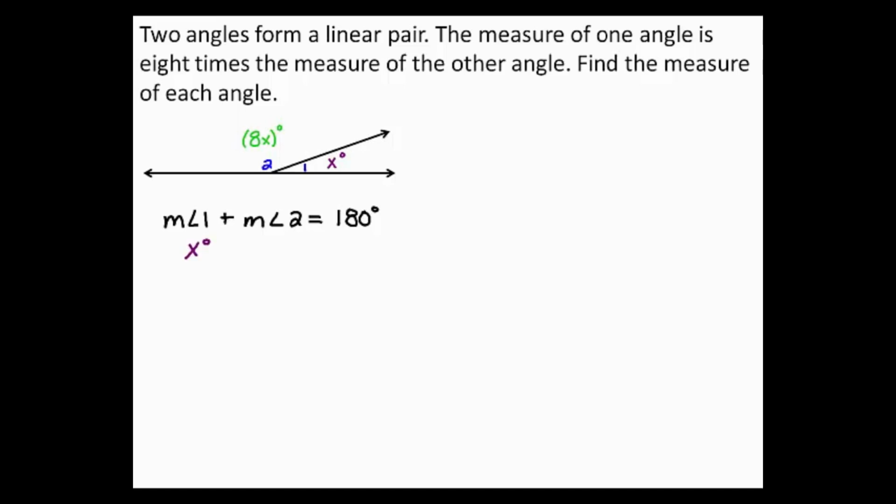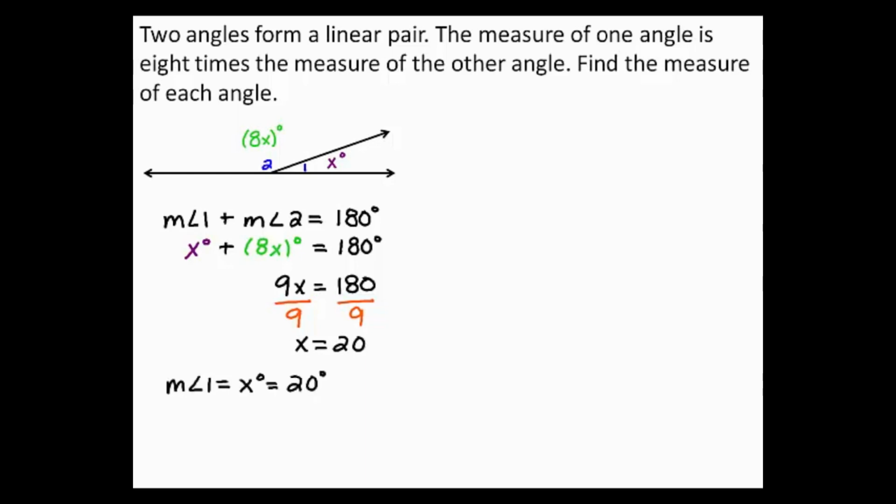You can substitute x degrees in for the measure of angle 1 and 8x degrees in for the measure of angle 2. When you combine like terms on the left-hand side of the equation, x plus 8x gives you 9x. Now, to solve for x, you can divide both sides of the equation by 9. This gives you x equals 20. So, the measure of the first angle, which is equal to x degrees, is 20 degrees.